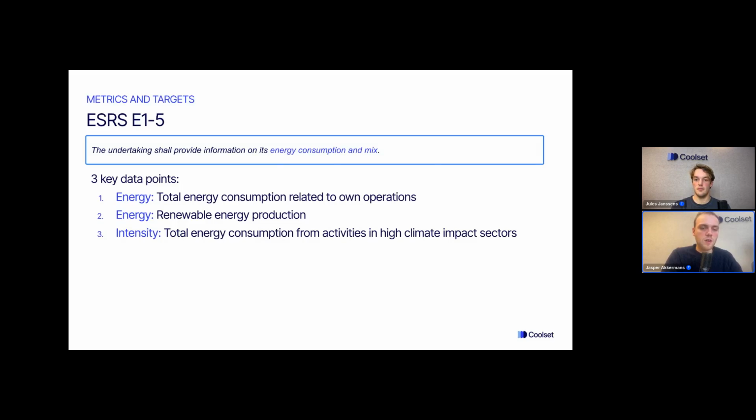So if you want to know more about this specific data point, there's a list of NACE codes, which is a whole other subject. But basically these NACE codes allow you to identify your company sectors. And then they also tell you which sectors fall under these high climate impact sectors. So if you want to know more about that, just Google this or reach out to me and I'll be happy to share the relevant information with you.